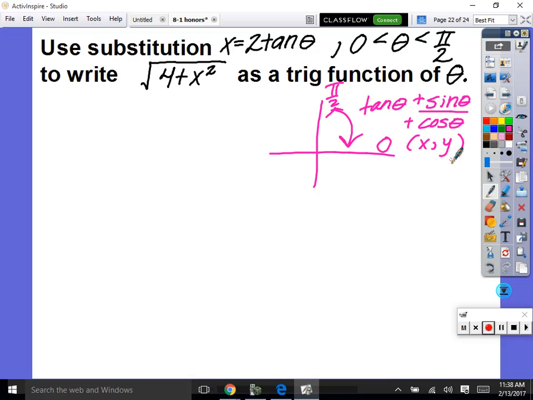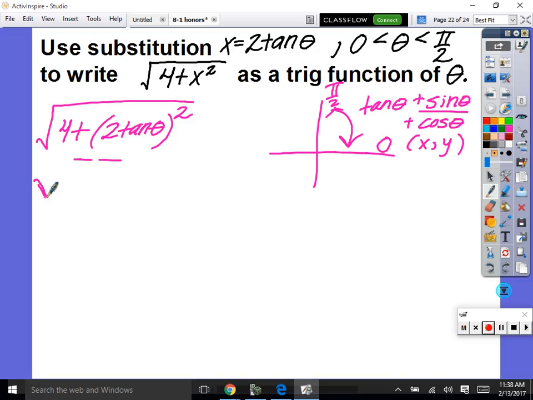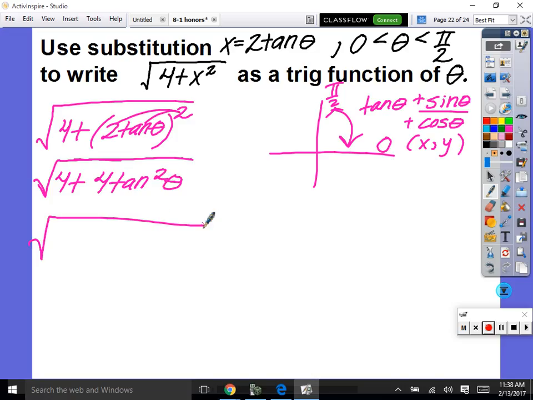Okay, so it says to write this as a trig function of theta. So we're going to substitute, and instead of an x, write 2 tangent of theta. So we have the square root of 4 plus all of x, so that's 2 tangent of theta, all squared. So let's simplify that. That's the square root of 4 plus 4 tangent squared theta, because isn't this squared and that squared? Isn't there a 4 in common? Pull out a 4. Left is 1 plus tangent squared theta.